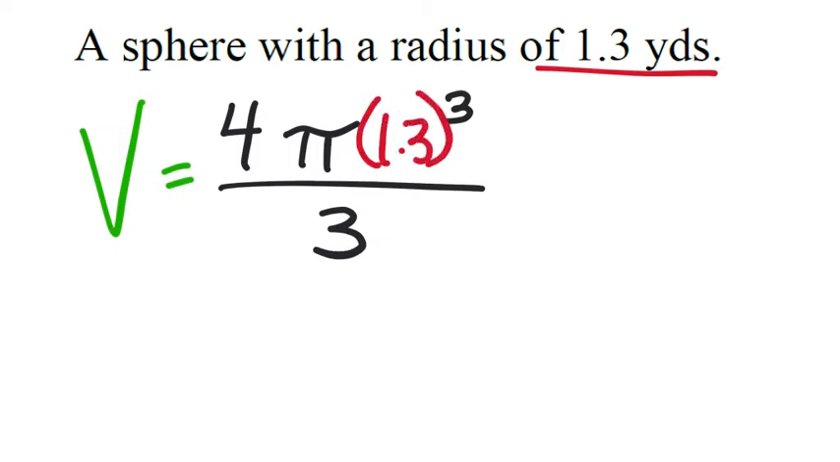Well, this is something I can just plug directly into the calculator. And again, I'm using my n over d button. You can just put 4/3 in there and then multiply by pi and 1.3 to the power of 3. But I'm going to make it all a fraction.